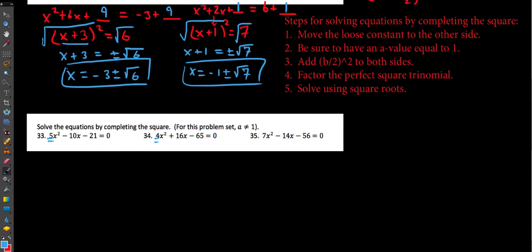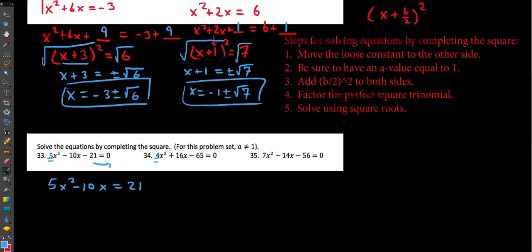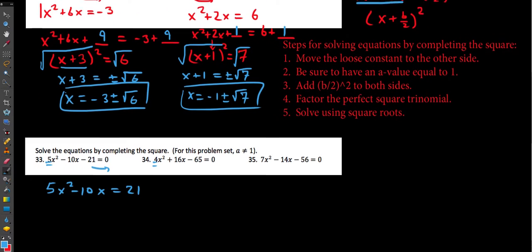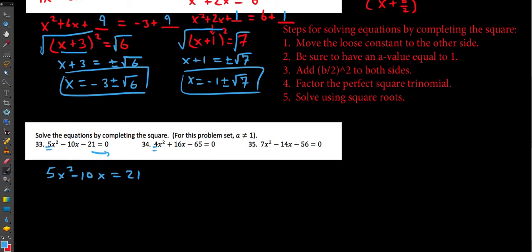So step 1. Say on number 33 here, we're going to move this constant over to the other side. So I would have 5x squared minus 10x, and this equals a positive 21. Now what I want everybody to notice is that the left side needs to be in this form 1x squared plus bx. And at the moment we have 5x squared plus this bx here. So the fact that this is a 5, that's a problem. We need that to be a 1.